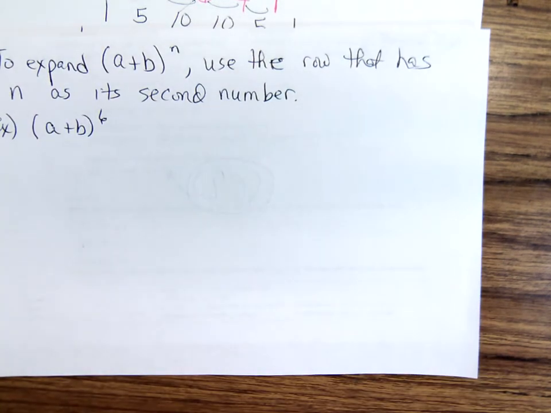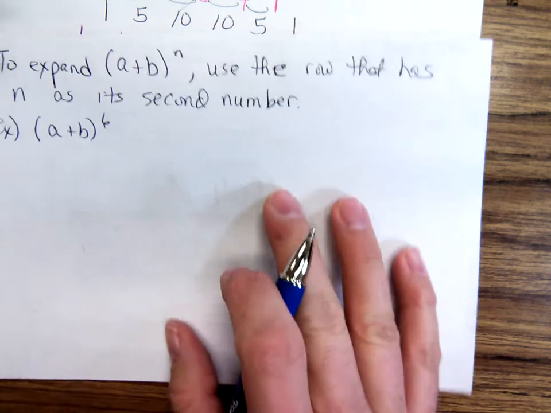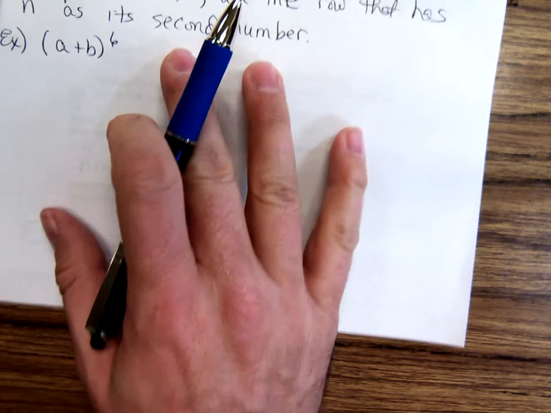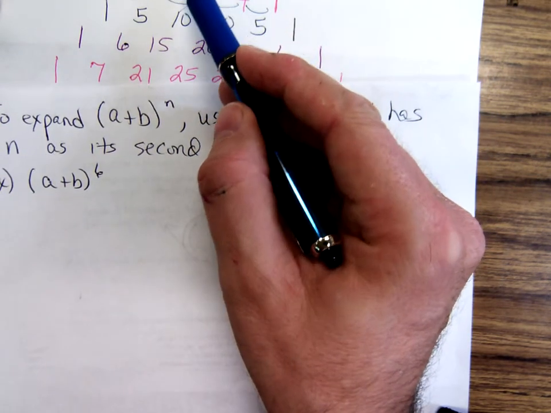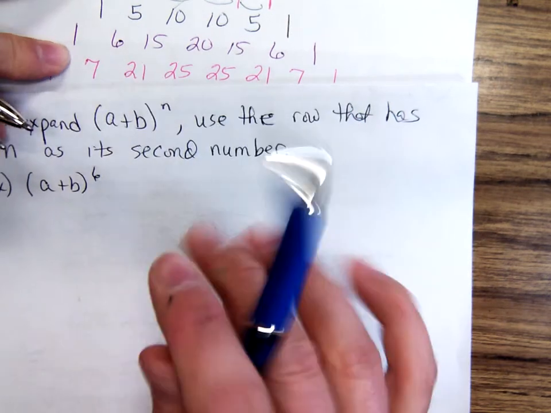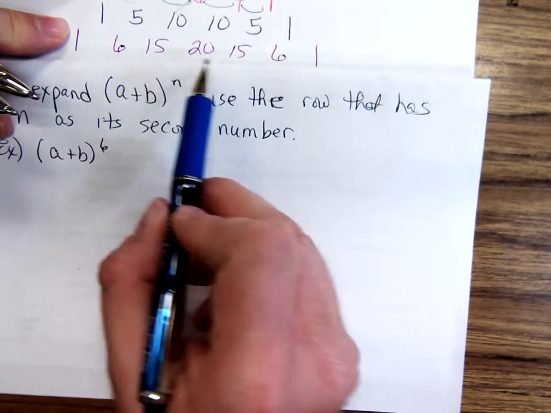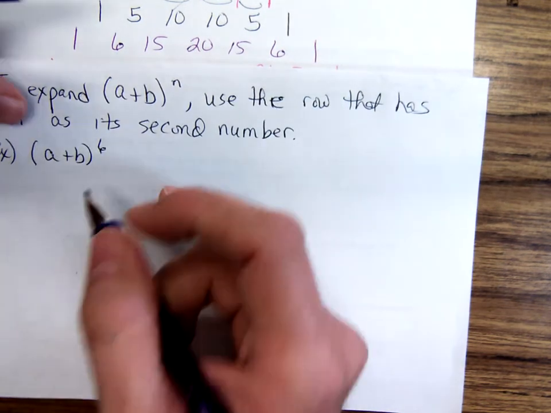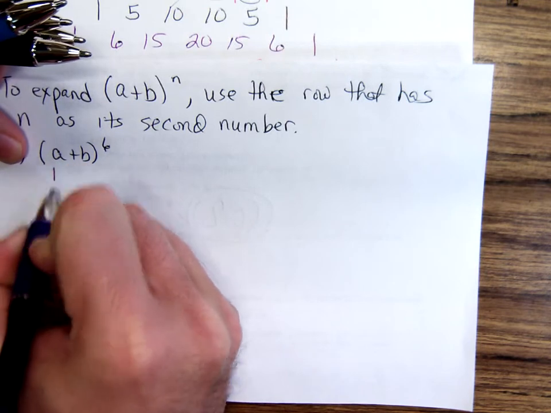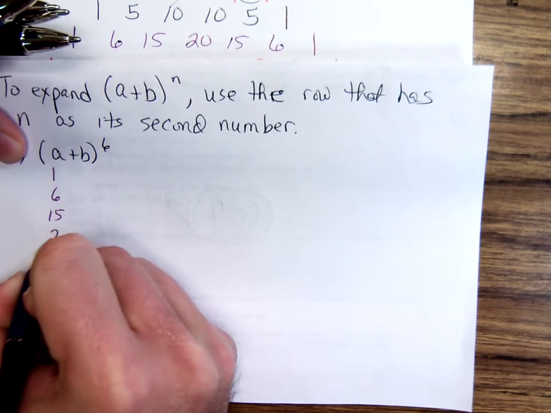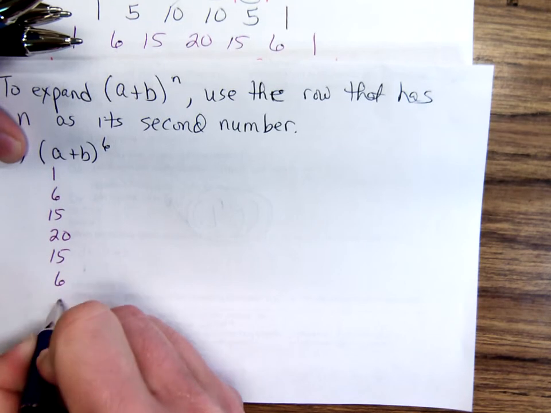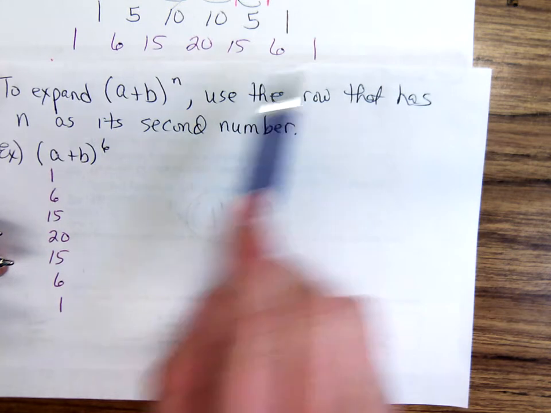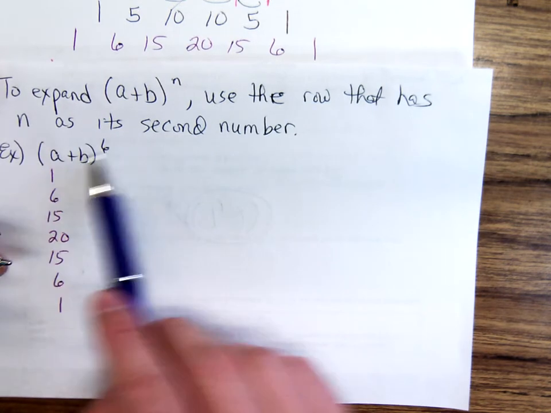Start off using the triangle. You locate the row that has 6 as its second number. Looking at the second numbers, it's this one right here. These numbers are the binomial coefficients. What do I mean by that? Let me write them down vertically: 1, 6, 15, 20, 15, 6, 1. These are the coefficients you would have if you started FOILing and expanded all of that.